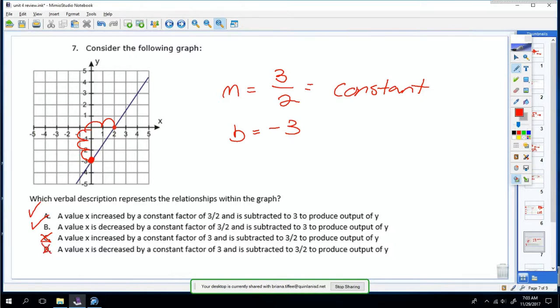So the only difference between these is increased and decreased. Well, increased means to add, and decreased means to subtract. So is this a positive or a negative constant? Well, it's a positive one. So it means A is correct because it was increased.